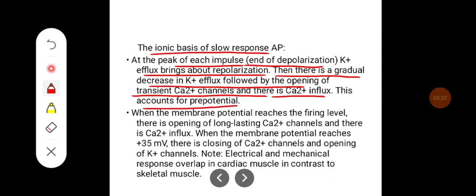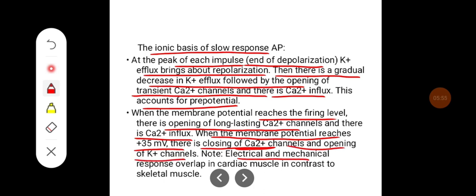When membrane potential reaches the firing level, there is opening of long lasting calcium channels and there is calcium influx. When the membrane potential reaches plus 35 millivolts, there is a closing of calcium channels and opening of potassium channels. Note that electrical and mechanical response overlap in cardiac muscle in contrast to skeletal muscle.